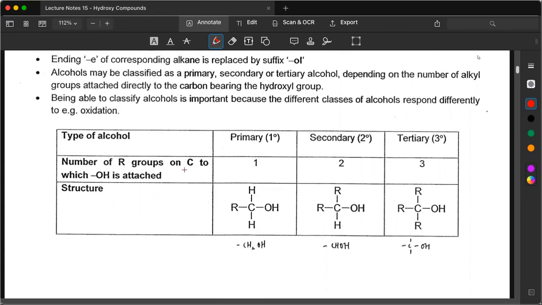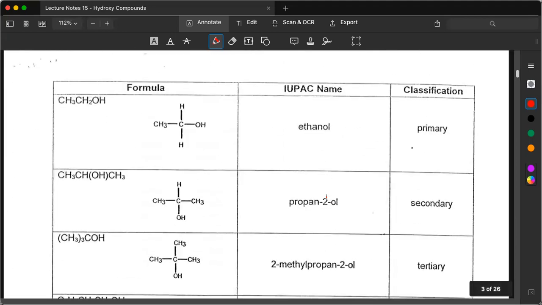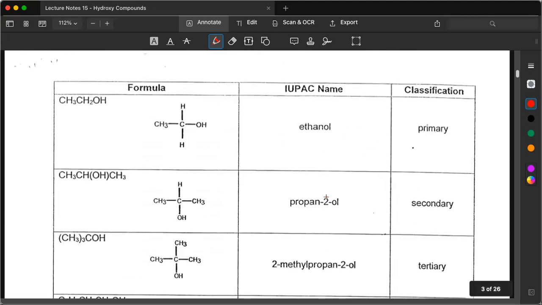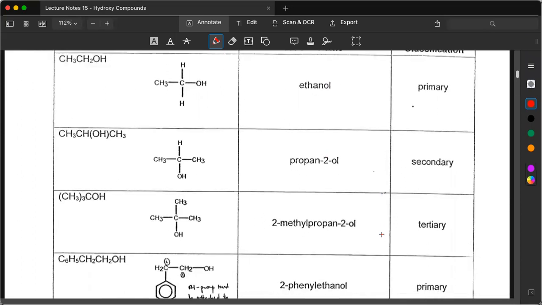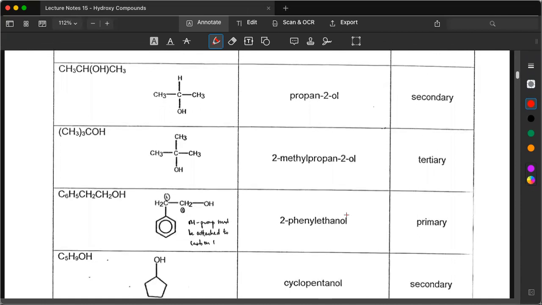Now, these are the differences between primary, secondary, and tertiary alcohol, which is related to the number of R groups attached to the carbon on which the OH is attached. So if there are two hydrogens bonded to C and only one R group bonded to C, it is a primary alcohol. Two R groups, secondary, three R groups, tertiary. So these are the examples of the primary, secondary, and tertiary alcohols, including the phenols as well.